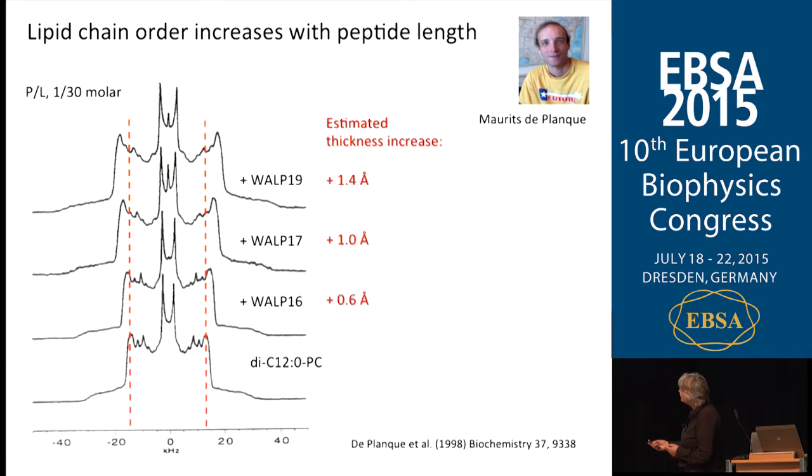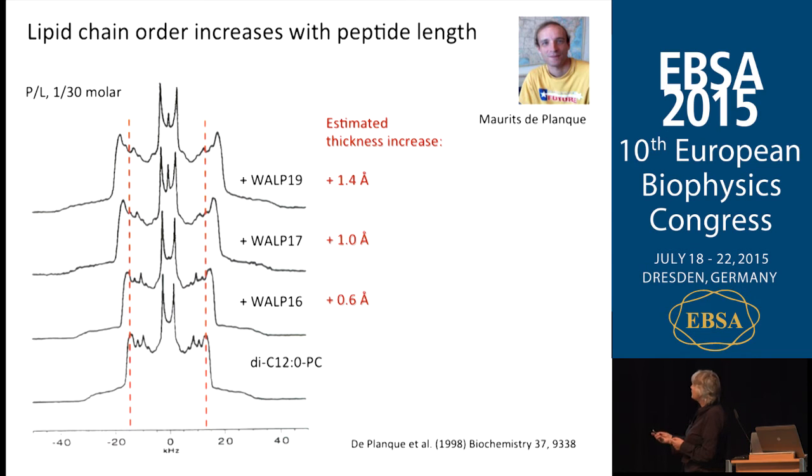And then he incorporated peptides of different length: 16 amino acids in total, 17 and 19. So it was just the leucine-alanine stretch which was becoming larger. And what you see here is that the distance between these two peaks is increasing. And that is a measure of the order of the lipids. It means the lipids are stretching. And you can estimate how much they are stretching. And then you see that it's very systematic.